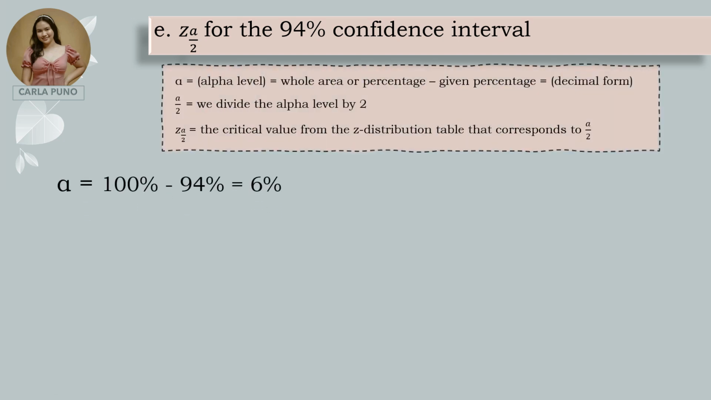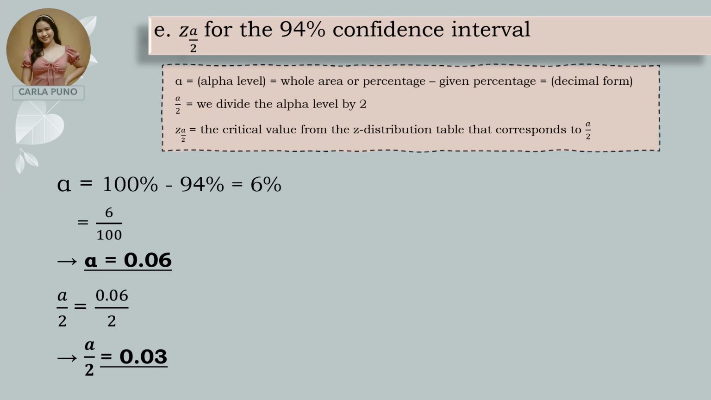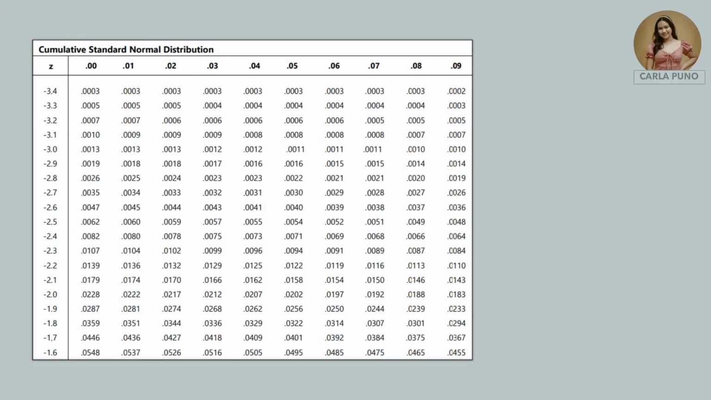We solve for our alpha. We have 100% minus the given percentage, which is 94%. We have 100 minus 94% equals 6%. Then we divide it by 100 to get its decimal form. We have alpha equals 0.06. And we divide it again by 2. So we get alpha divided by 2 equals 0.03. And we look for the closest value of 0.03 on the z-table. Remember, we are looking for the closest value of 0.03.